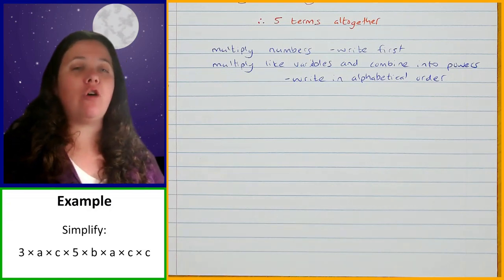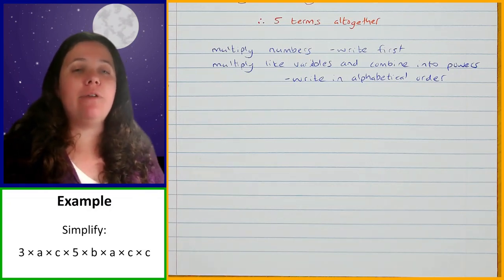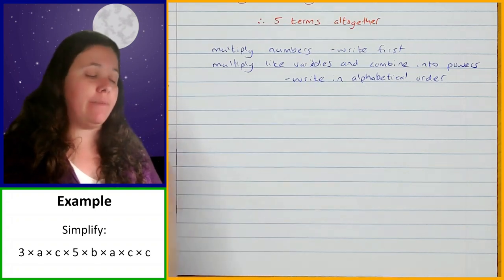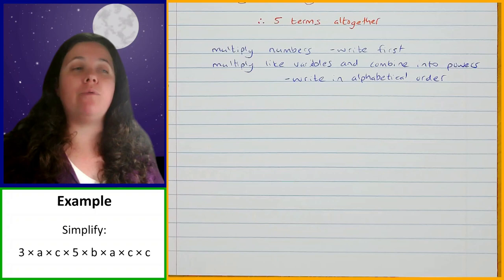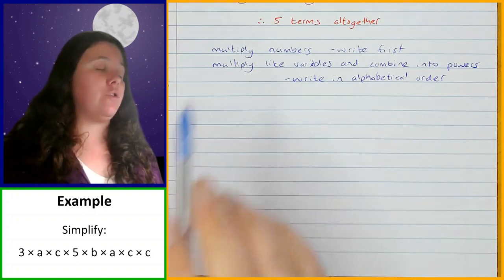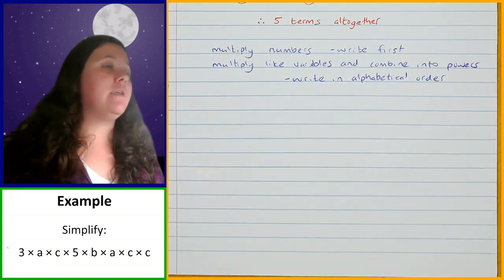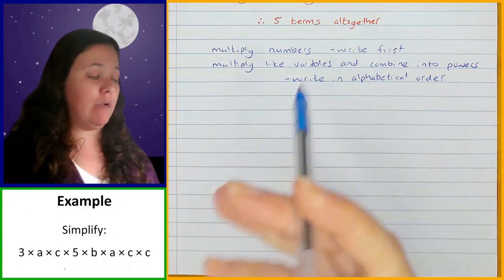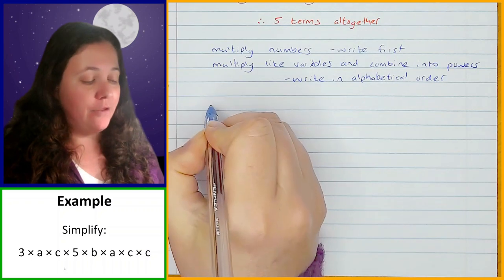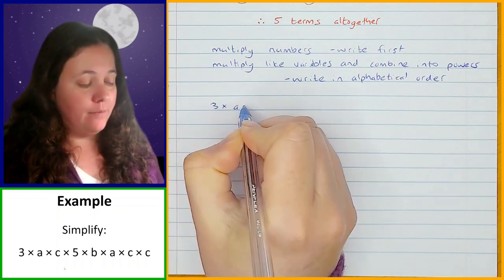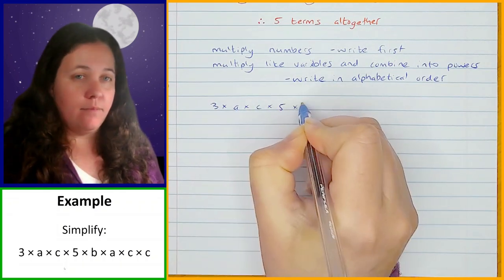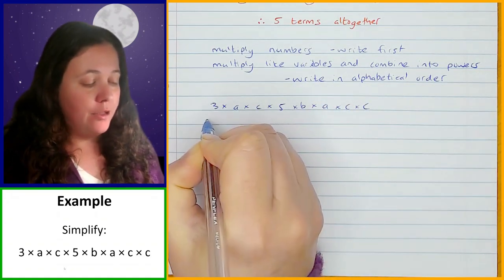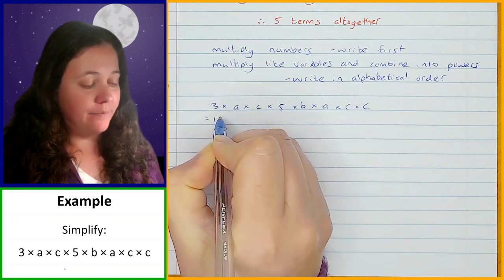So in this example, we've got 3 times A times C times 5 times B times A times C times C. So the first thing we're going to do is multiply our numbers together. Out of all of that, my numbers are the 3 and the 5. So that's what I need to multiply together first. So 3 times 5 is 15.